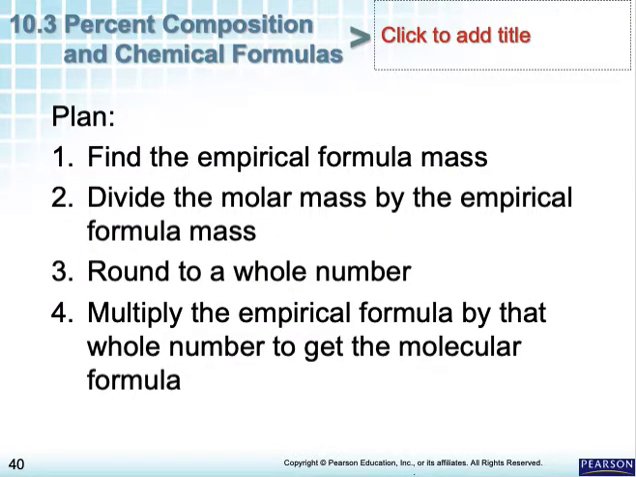So you'd find the empirical mass of the formula, and you probably want to stop and write all this down. Find the empirical formula mass, and divide the molar mass by the empirical formula mass, round to a whole number. So if it's 4.99, that's essentially 5. If it's 1.99, that's essentially 2. And you would multiply the subscripts by that whole number to get a molecular formula.